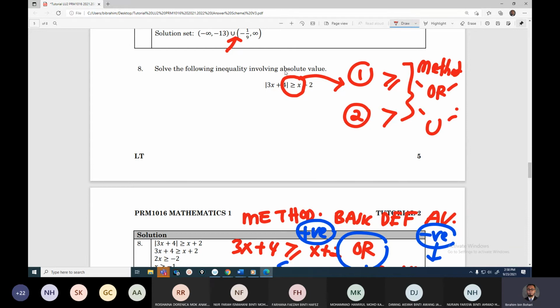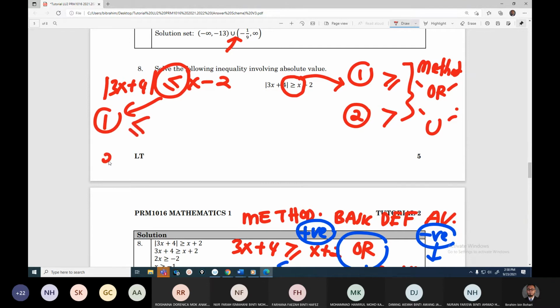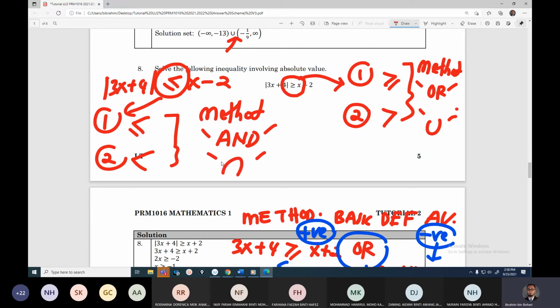Okay. And one more, if I change the question. The question is the same: modulus 3x plus 4 less than or equals x minus 2. The question is the same, but I change the sign like this. You check. Okay, if you meet this question, the same question but I reverse the sign, less than or equals or less than, the method here is using operator and, and you find the intersection between two number lines.